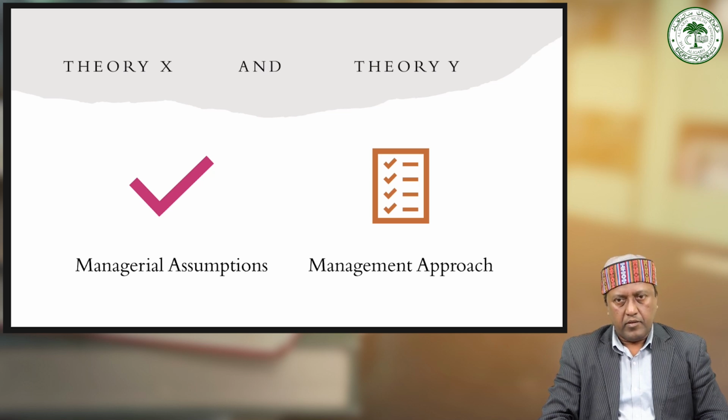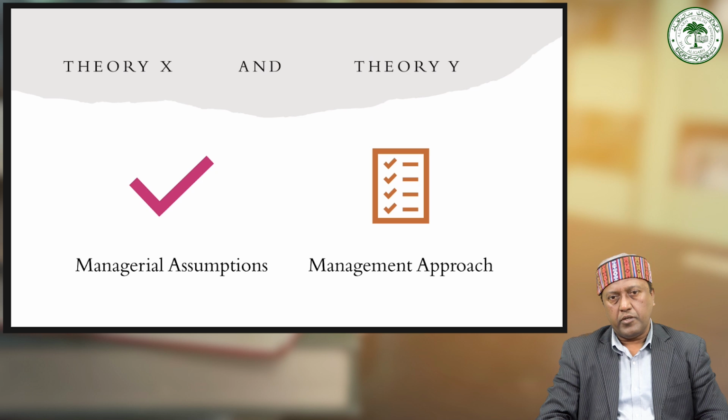Theory X, what it says, that is managerial assumptions. Traditional autocratic managers hold these assumptions. They believe that employees inherently dislike work and will avoid it if possible. Employees lack ambition and need constant supervision. They prefer external control and direction.